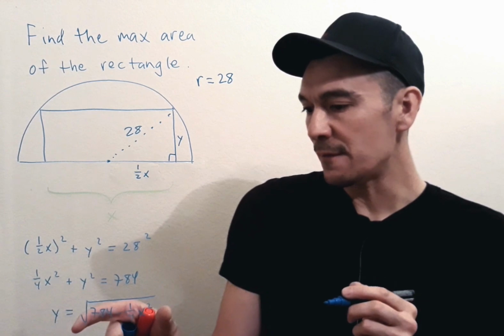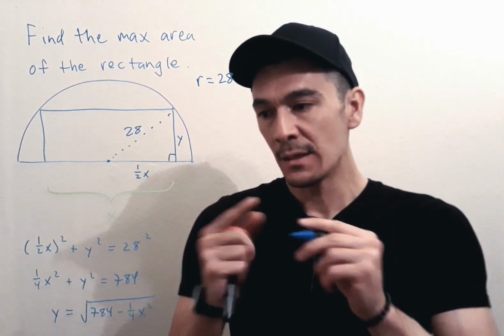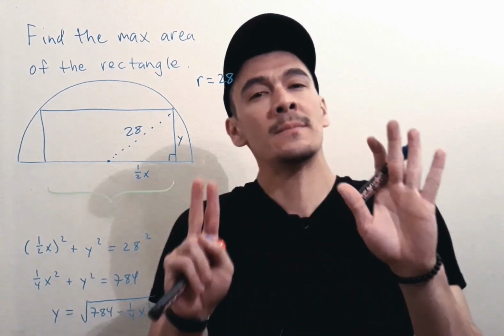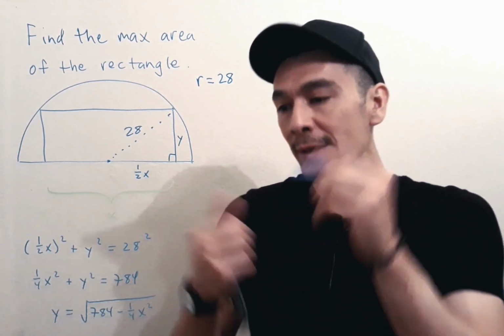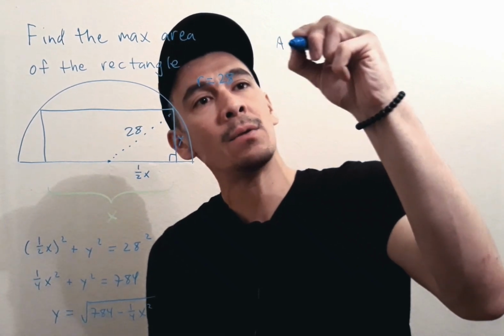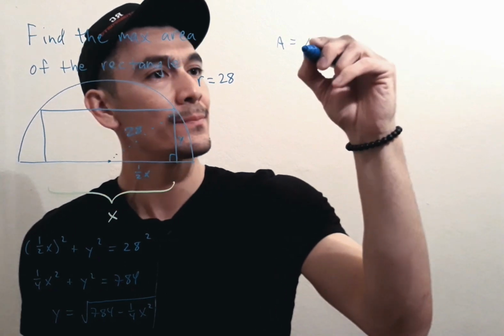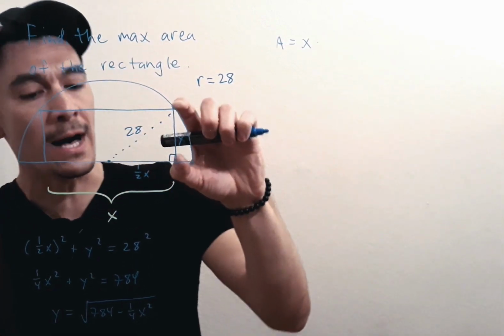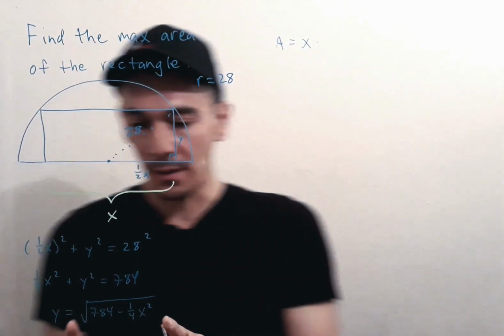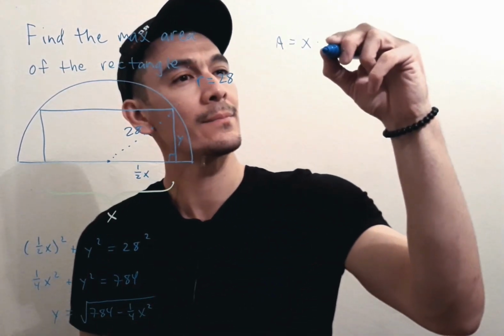Okay, so here we have the value of y, which is in terms of x, which is a necessity because the area has to be only in terms of x. So we can jot this down. The area of the rectangle is base, which is x, times the height, y, which is this value here, the square root of 784 minus a fourth of x squared.